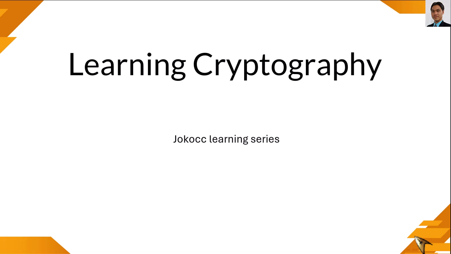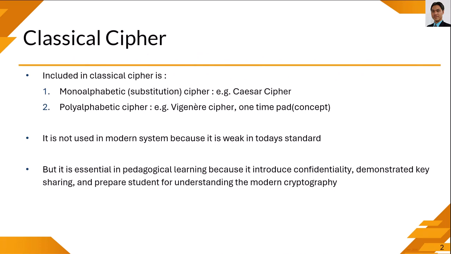And with today's topic about learning cryptography, I'm going to talk about some example of one-time pad concept. One-time pad is a part of polyalphabetic cipher, and it's actually a derivative of Vigenère cipher. The other type is monoalphabetic cipher, such as Caesar's cipher. Both of these types are called classical ciphers because they are not used in modern systems.